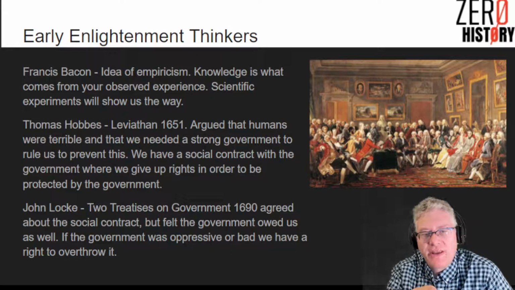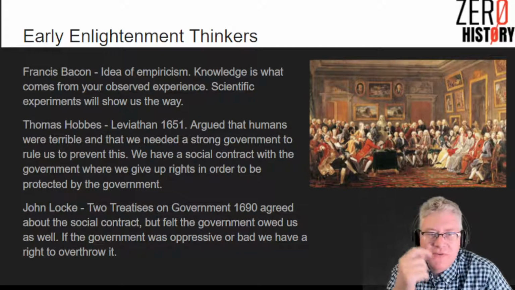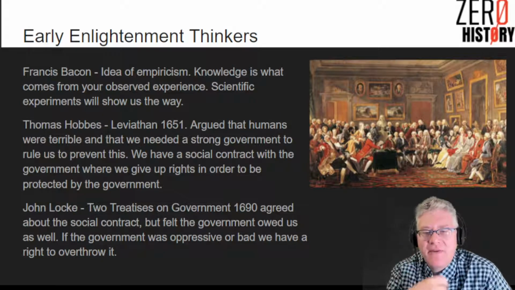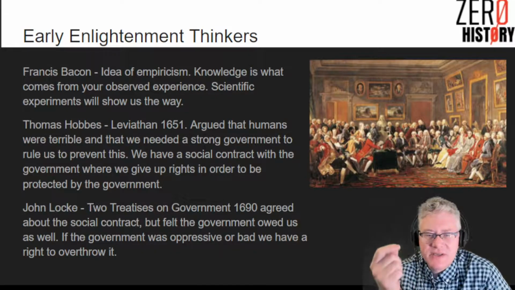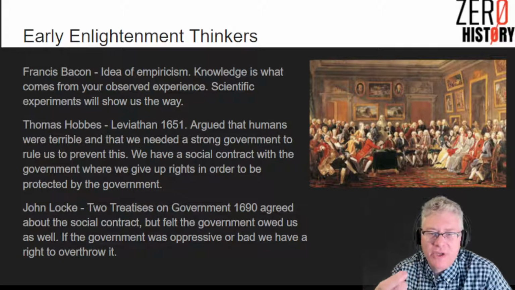So we have early Enlightenment thinkers. We'll talk about others as we go through, down to the late Enlightenment thinkers as well. So let's just talk about a few of these folks. You don't, again, have to have all this memorized, but it would be good to know the basics of who these folks are. For example, if you know Thomas Hobbes is an Enlightenment figure about government, that would be really good.